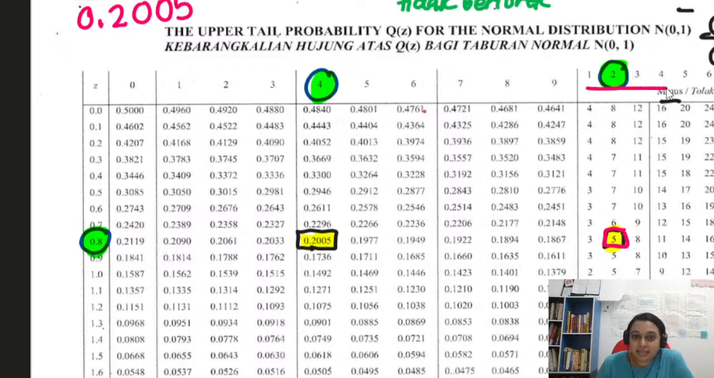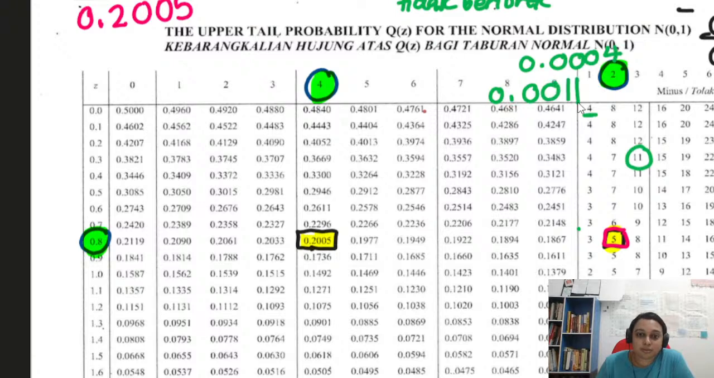But behind here, the numbers all here. Okay, if let's say ini ialah 4 kan. Actually this is not 4, you know. Itu bukan 4. Kita akan tolak dengan 0.0004. If this is 11 means this is not 11. This is 0.0011. So behind here, the minus part must have 4 digits like that.